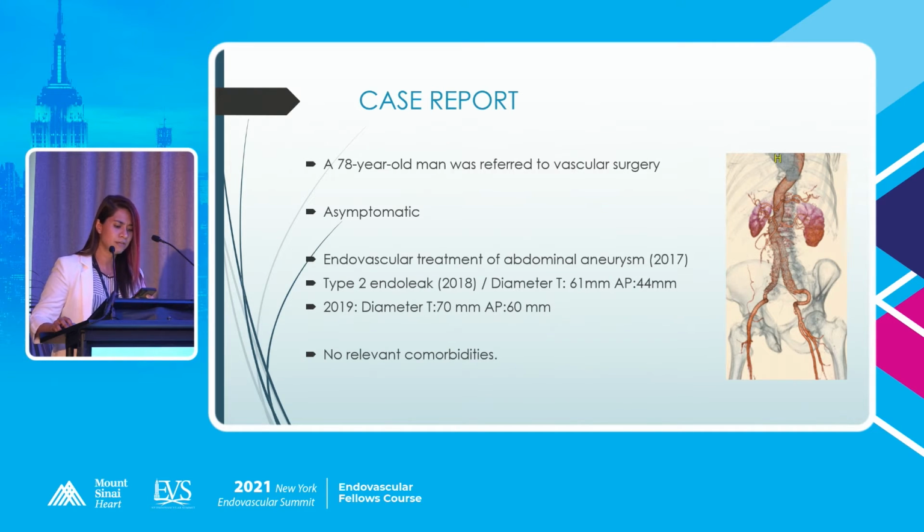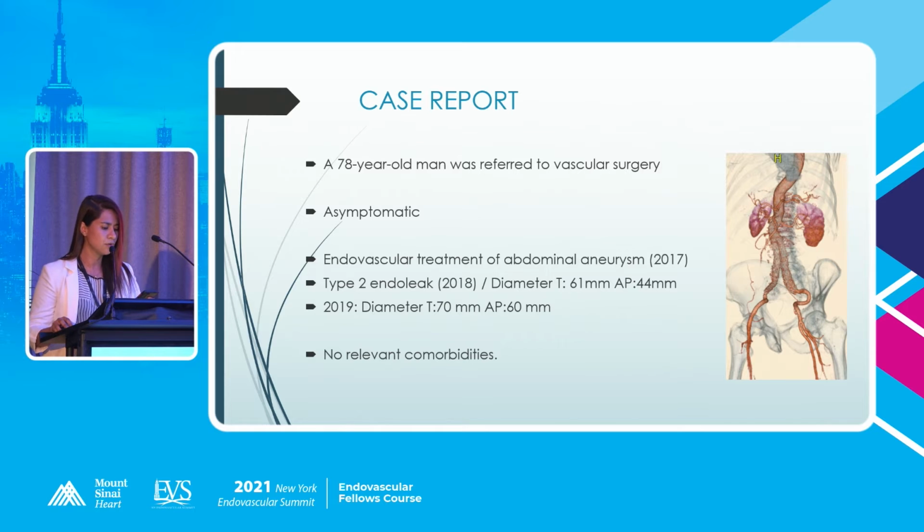A 78-year-old man was referred to the vascular surgery service with the antecedent of the repair of aortic abdominal aneurysm 3 years ago, and then he presented a type 2 endoleak in the angiotomography control. It was diagnosed 1 year after with a transverse diameter of 61 millimeters and anteroposterior of 44 millimeters.